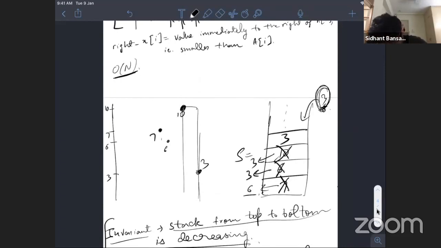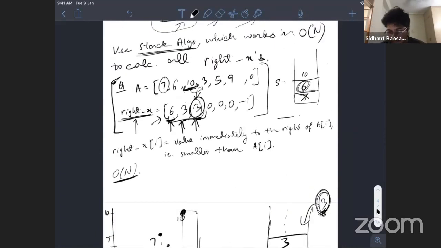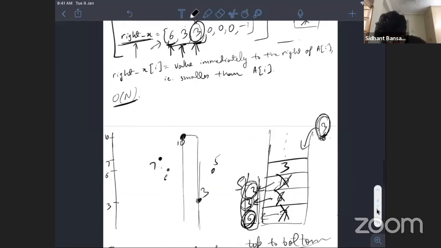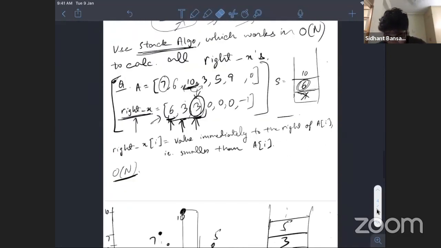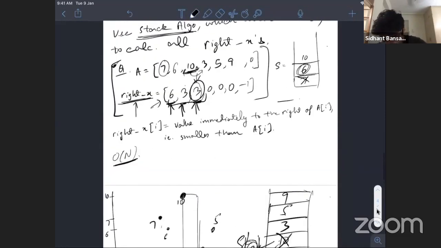Now notice you've actually got the correct right x's here. You've got the right x 6 for 7. You've got the right x 3 for 6. You've got the right x 3 for 10, which is the same as these 3 guys. And you'll keep on inserting. Let's say after 3, the next point is 5. Right? So you'll put in 5 and the invariant is not broken. Now the next guy is 9. You'll put in 9 and the invariant is not broken. Now the next guy is 0.